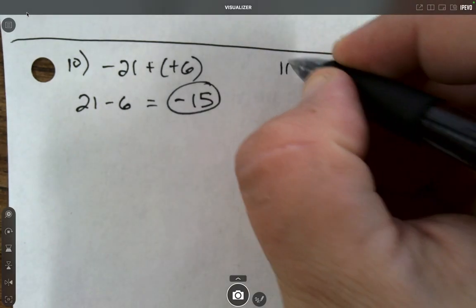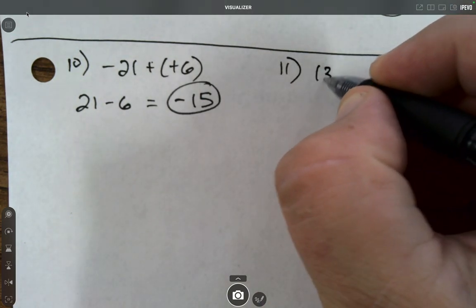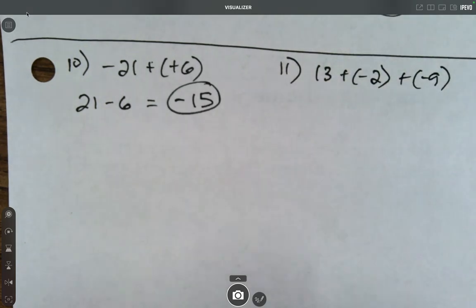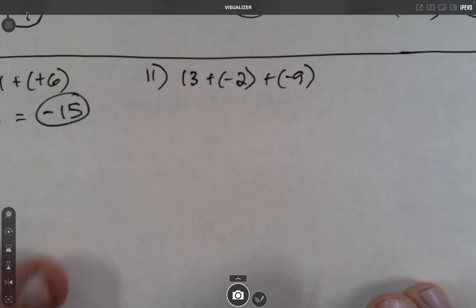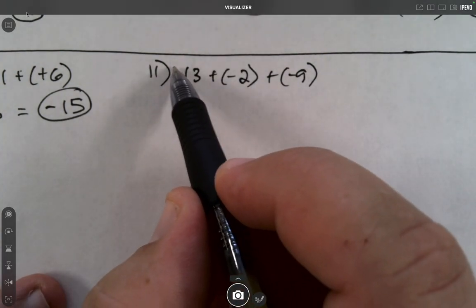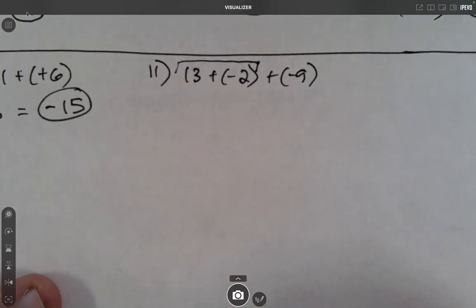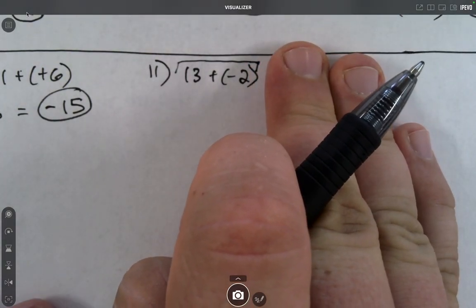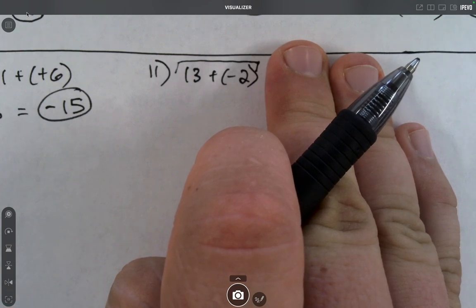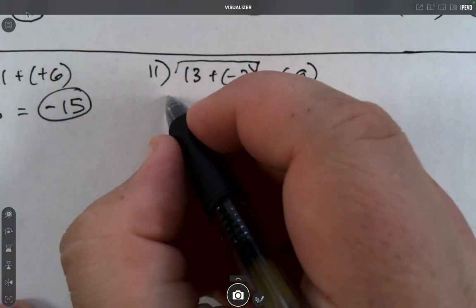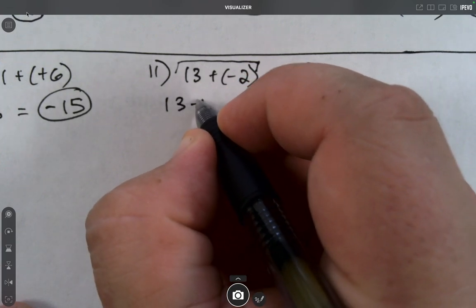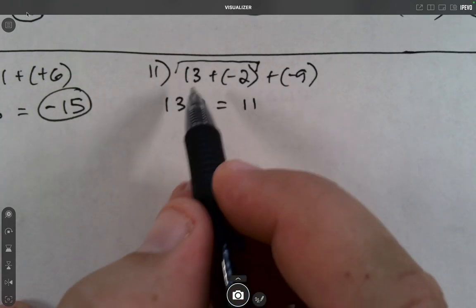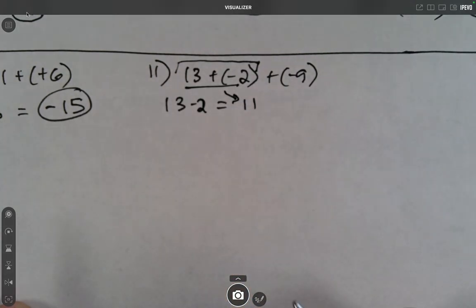Okay, 11. We have three numbers, 13 plus -2 plus -9. Always start with just the first two numbers first. So focus just on the 13 plus -2. So I'm ignoring this for the moment, just looking at 13 plus -2. That's an addition problem, and I'm adding different numbers. So the rule is I subtract the two numbers and keep the sign of the bigger one, which is +13. So these two put together equal 11.